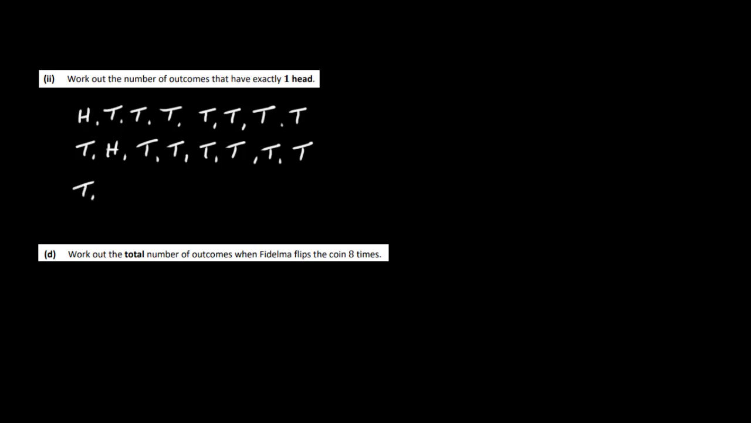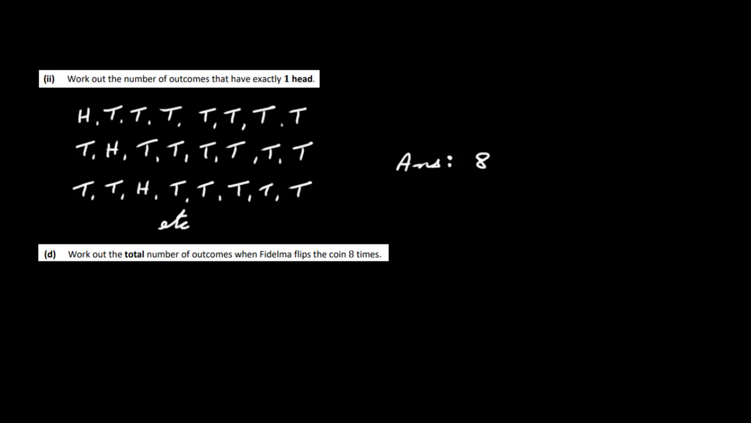You might get a tail the first time, tail the second time, then a head, then tail, tail, tail, tail, and tail. So it keeps going on like that until you end up with the head out here, the last flip. So the number of outcomes that have exactly 1 head, our answer here would be 8. There are 8 possibilities where you have 1 head, flipping the coin 8 times.